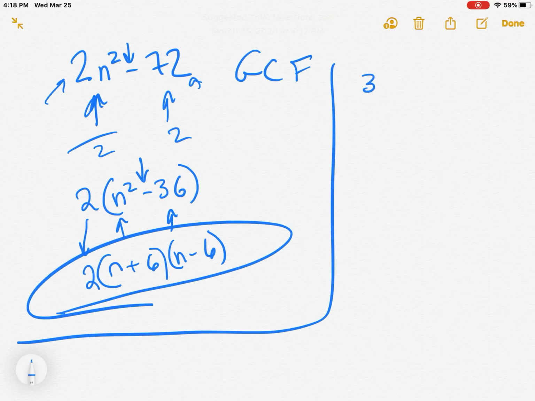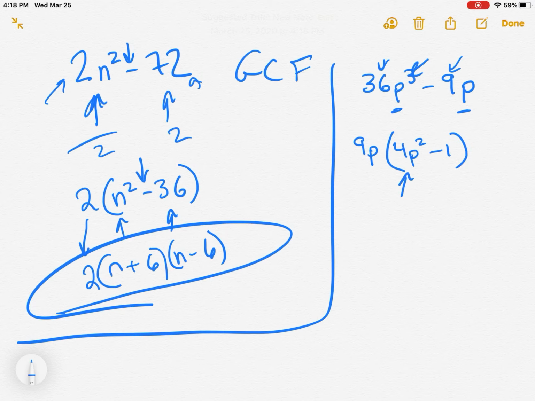Okay, let's look at this guy: 36p cubed minus 9p. What are we doing? But greatest common factor. I can take a p out of both of those. Can I take something else out of both of these? 9, 27, 36. I can take a 9 out. So I technically can take a 9p out of both of these, leaving me with 4p squared minus 1.